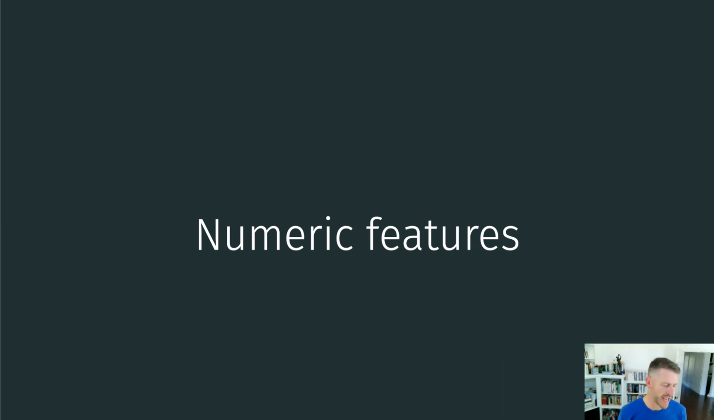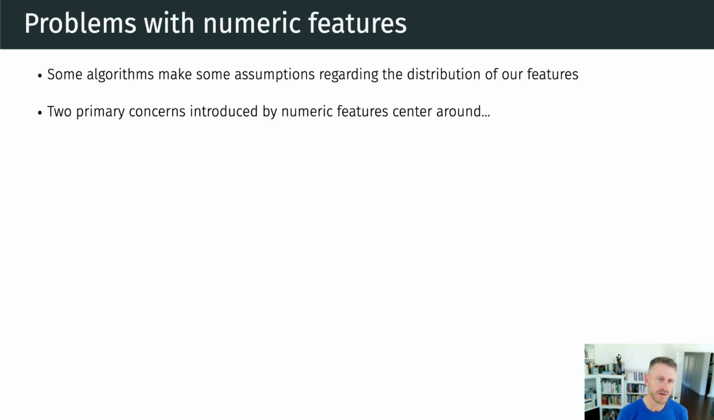All right, so almost any machine learning algorithm is going to work pretty much out of the box with numeric features. Now, features that are not numeric, we definitely always need to do some modifications. However, with numeric features, we don't necessarily. However, there are a couple of things that we need to be considering with numeric features. One of them is that some algorithms that we're going to be applying throughout this course actually make some assumptions regarding the distribution of the features, right?